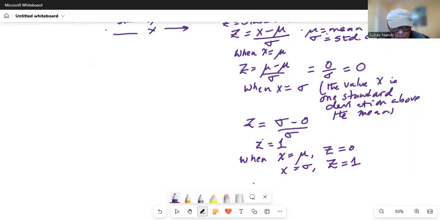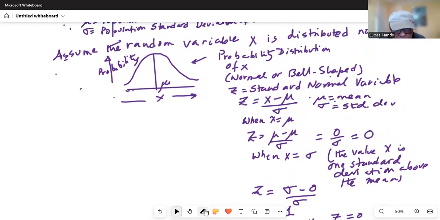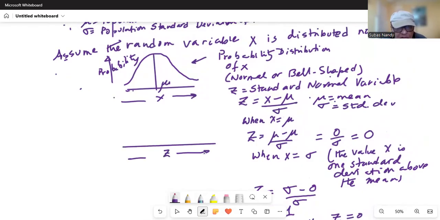So now let's draw the standard normal curve below the x curve. Now we have z, the standard normal variable, on the horizontal axis, in the same place where x had a mean. Pardon my drawing. Oops, not that. I want this one.